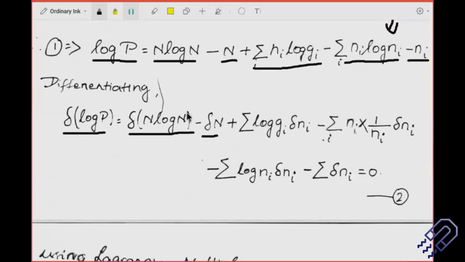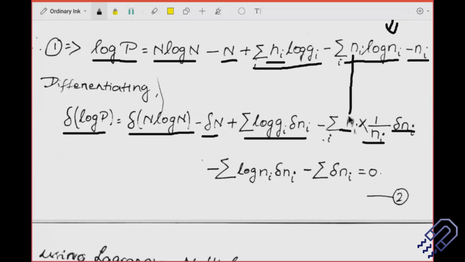Minus the delta of n, and then this is again log n delta Ni. Delta is over Ni, the number of particles. The subcontainers, we are not considering any delta over that, okay? And then we have delta Ni. See, this is simple: Ni into delta log of Ni, and delta log of Ni would be nothing but 1 divided by Ni into delta Ni. Just do the maths here.